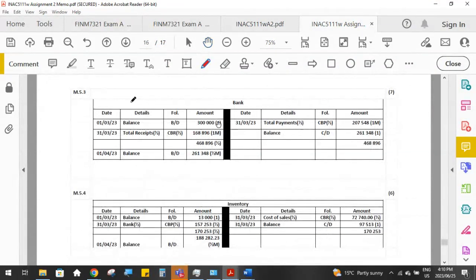So here is our T account. Here's the T. Remember, on the left-hand side, I've got date, details, folio, amount. On the right-hand side, I've got date, details, folio, amount. And if I am going to debit bank, I'm going to put the amount on the left-hand side. And if I want to credit the bank account, I'm going to write that amount down on the right-hand side. So opening balance, date, first of the month, details, balance, and under folio you put brought down and then the amount that they gave us.